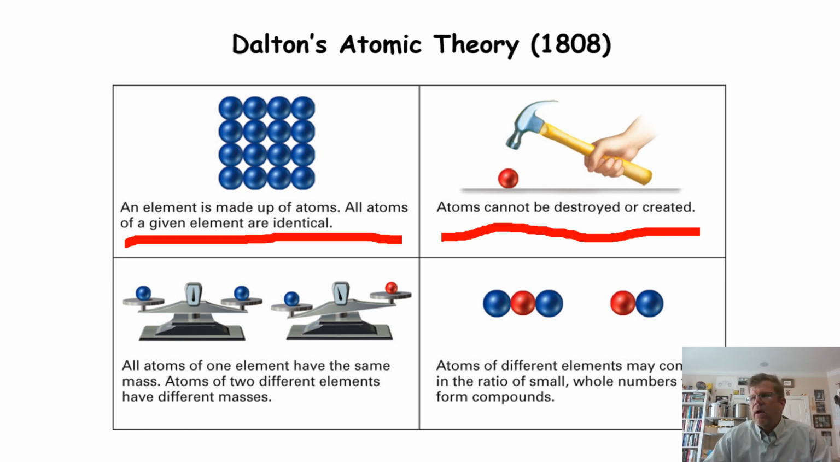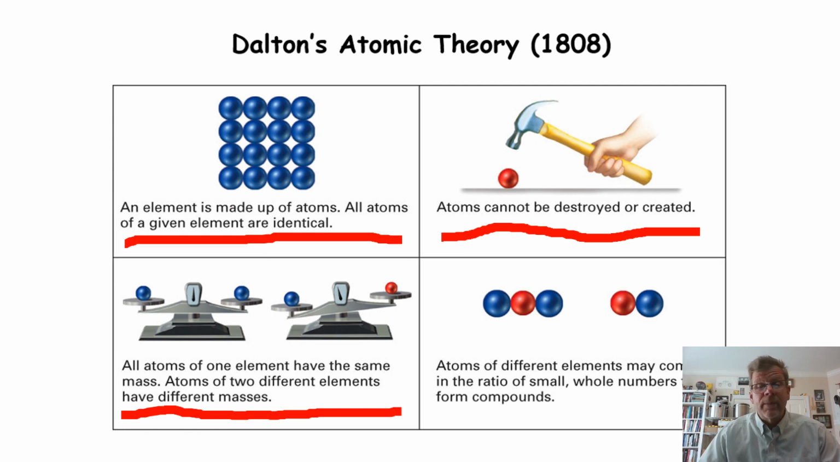So here now are examples of some expressions in Dalton's atomic theory based upon emerging scientific data. The third, all atoms of one element have the same mass. Atoms of two different elements have different masses. This was supportable by early nascent experimental evidence at the time. Lastly, atoms of different elements may combine in a ratio of small whole numbers to form compounds. Remember now, a compound is two or more atoms coming together in a specific ratio, and those atoms are held together by chemical bonds.